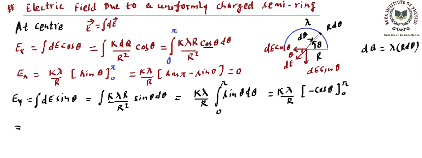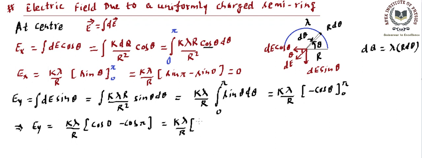By solving this, we will find the value of Ey, the component in the vertical direction, which is the only component we are having, k lambda upon r, and then we will put in the values. Since this is a minus sign, we can swap the limits. So ultimately it will turn to cos 0 minus cos pi. We know cos 0 is 1 and cos pi is minus 1, so minus of minus 1. This minus and this minus will become plus, so 1 plus 1 becomes twice. So the answer comes out to be 2k lambda upon r.